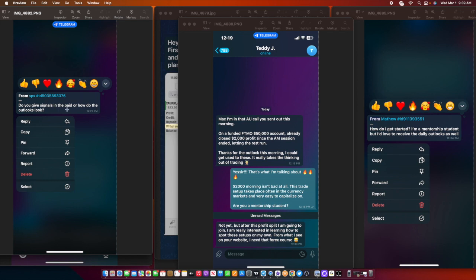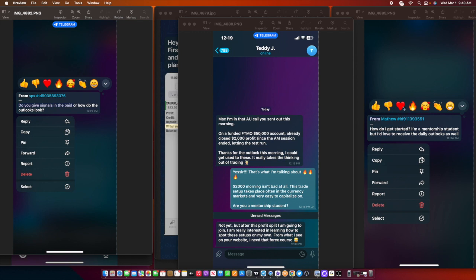So we have 2 questions that we received yesterday. One question that my team received is, do you give signals in the paid, or how do the outlooks look? So we give signals within our Telegram community, right? If you want to join the Telegram community, click the first link in the description, join the Telegram community.